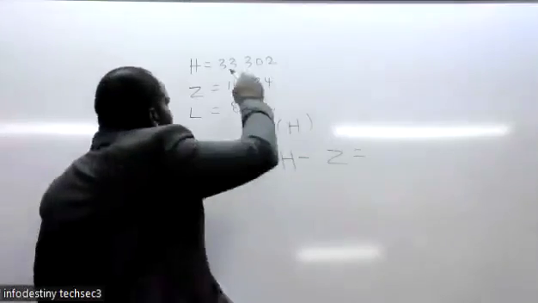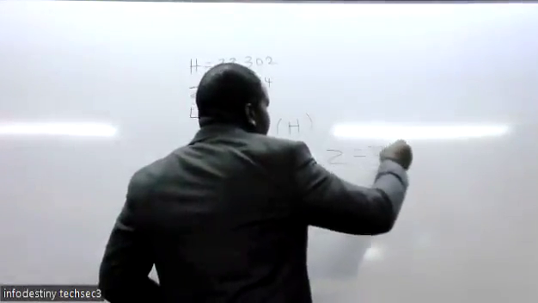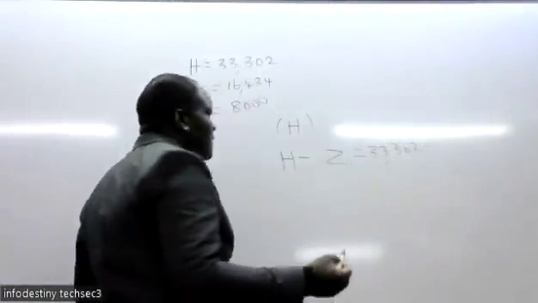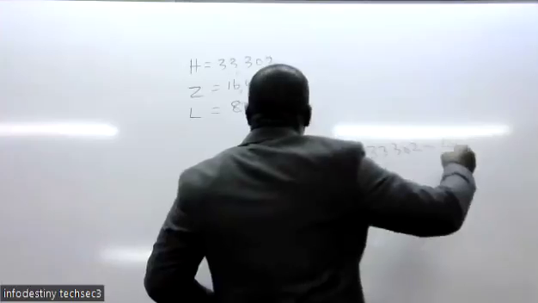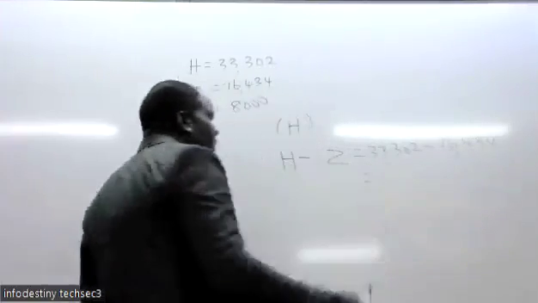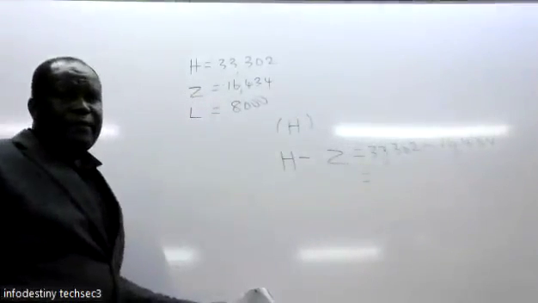So we know H, it is 33,302. We minus Z, which is 16,434. So how much is that? Get the difference for that.